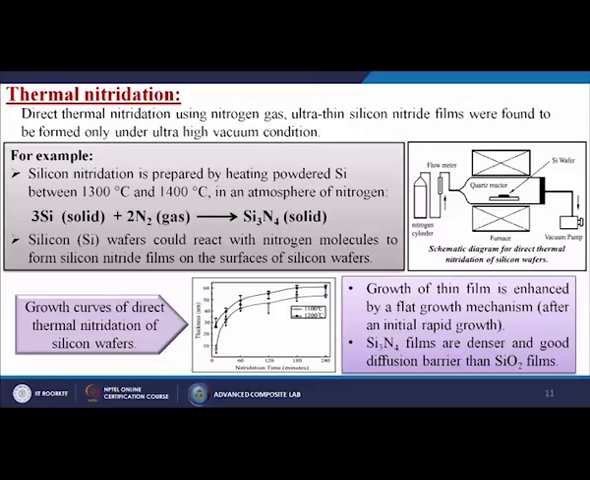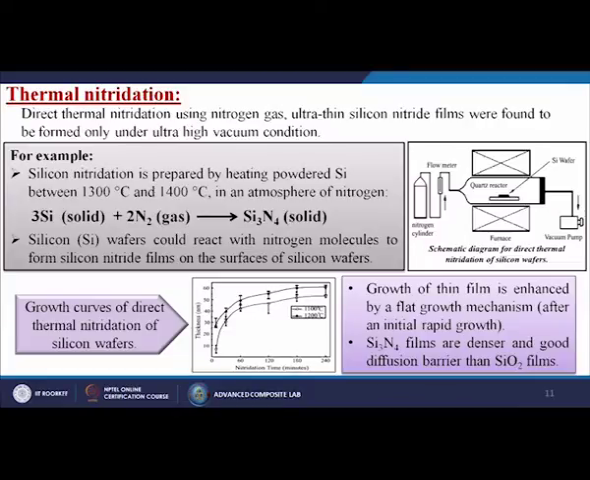So, here this is the schematic diagram of direct thermal nitridation of silicon wafers. We have the nitrogen cylinder, then we have a flow meter by which we can control the flow of nitrogen inside the chamber itself. Then we have the silicon wafer, the nitrogen goes into the quartz reactor, and we keep it connected to the vacuum pump, so that inside is a vacuum. Then we put the whole reactor into the furnace, so that we can increase or decrease the heat on the substrate. Then the nitrogen reacts with that surface and forms silicon nitride.